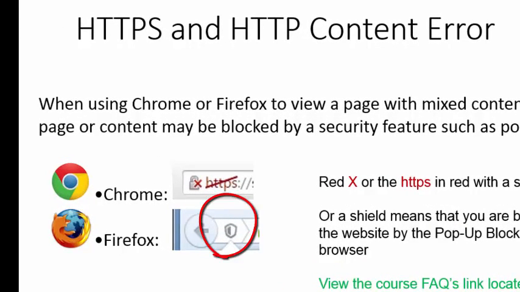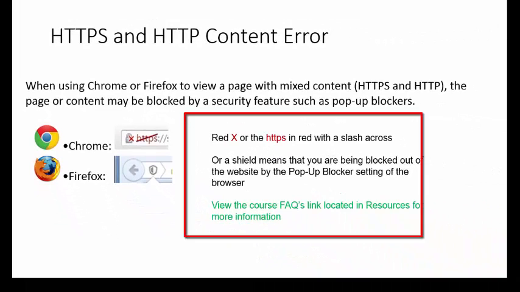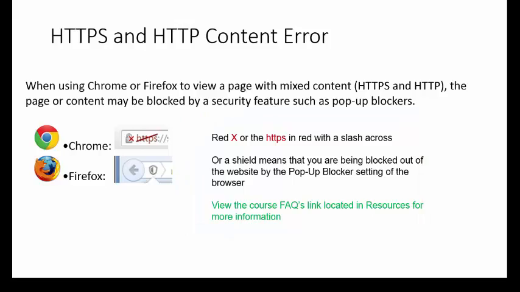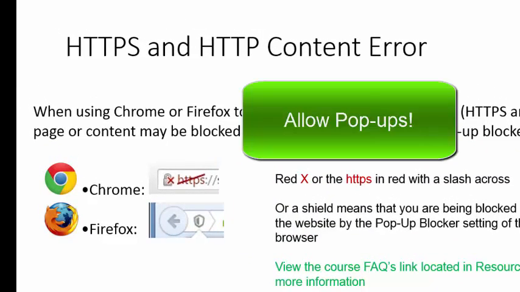So if you're clicking on something that's not working, make sure you look in your address bar. If you see a red X or a red slash or a shield or something indicating that you've been blocked out of your site, you'll never see it. So you have to know how to turn off and deactivate your pop-up blockers. You want your settings to say allow pop-ups.